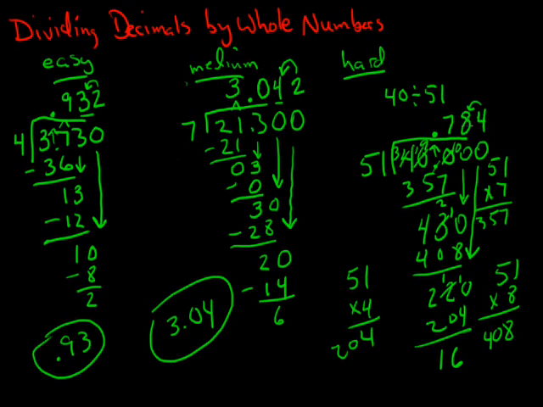We got lucky, and none of them we had to round up, but the quotient that would be acceptable for this one is I would round this to 0.78 since the 4 tells the 8 to stay the same. And that is dividing decimals by whole numbers.